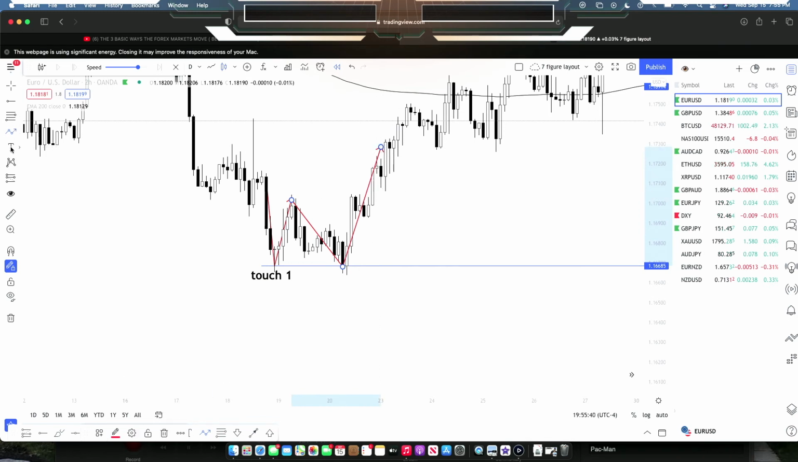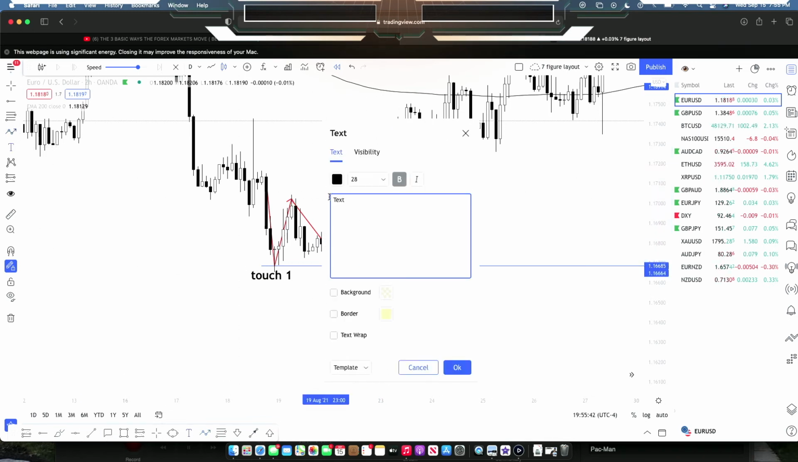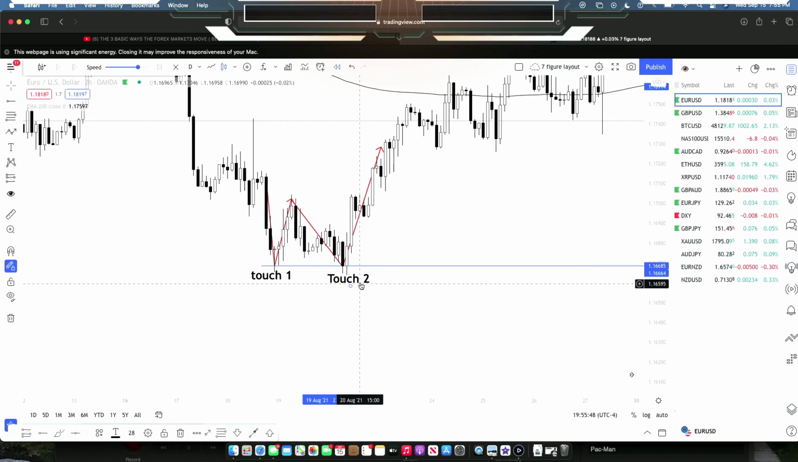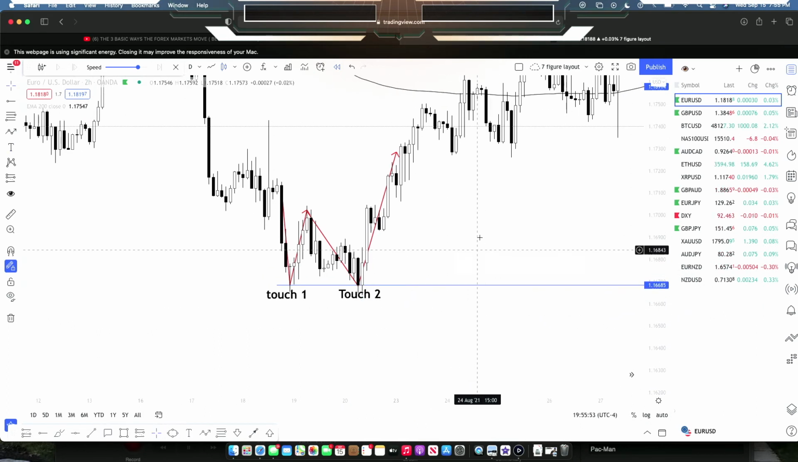Went up. So this is now labeled my touch 2. Remember what I said, you can enter off of touch 2. No matter if you're trading HFX or in the regular Forex market, it doesn't matter. This works with almost anything, guys.